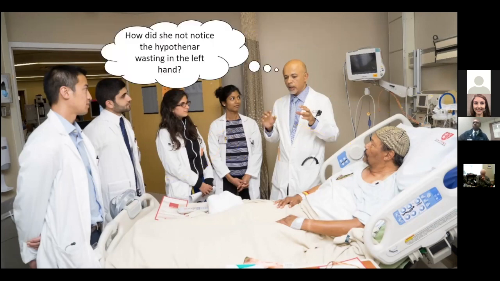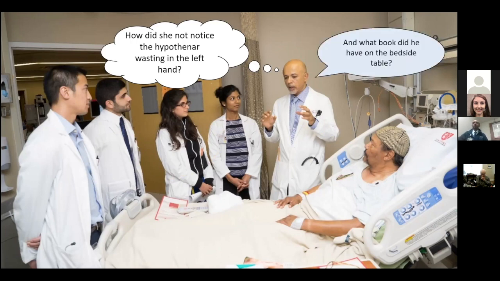And so, how did this learner not notice the hypothenar wasting in the left hand? Well, the learner may not have even thought to look for that because they were so bogged down in the other noise of the case. The other sort of scenario in which this arises is when the master clinician steps out of the room and asks the team, what book did he have on the bedside table? How is it possible for the learners to absorb these signals when they're having trouble weeding through all the noise?